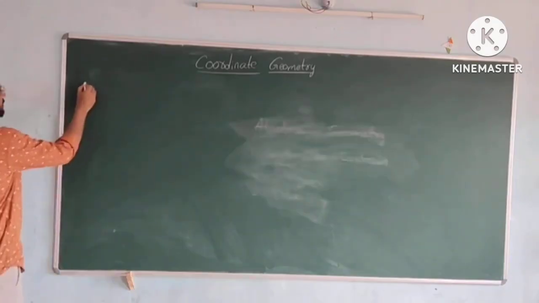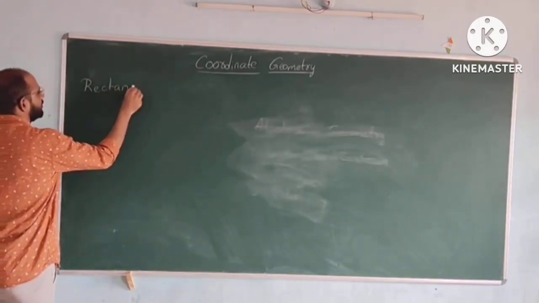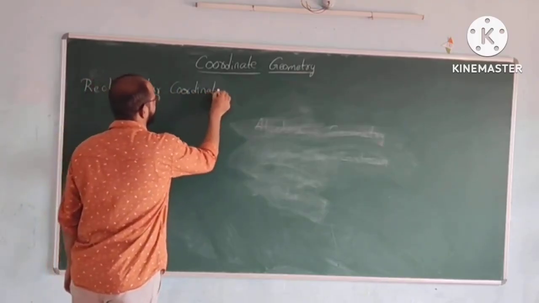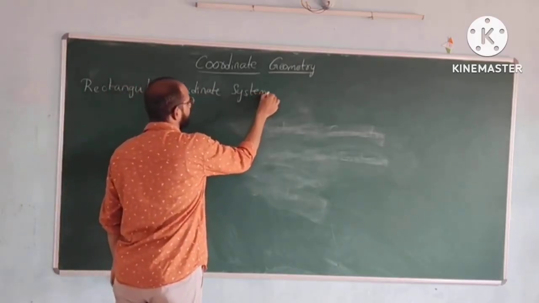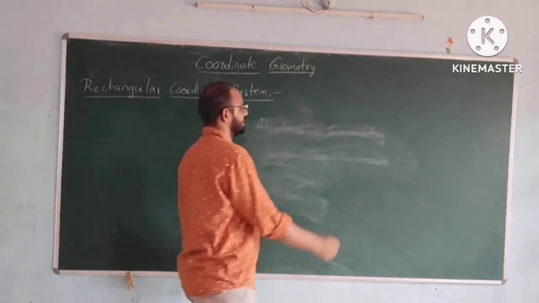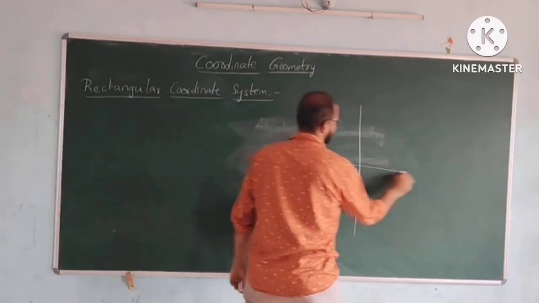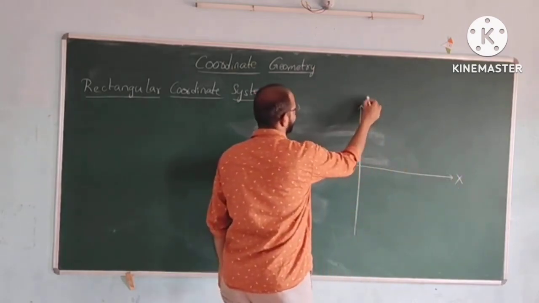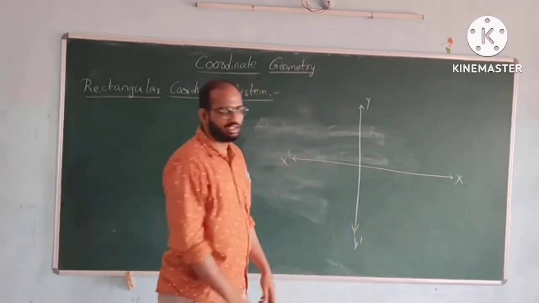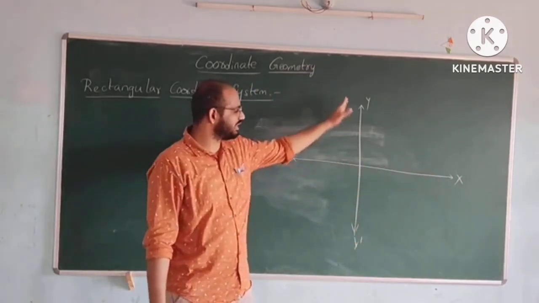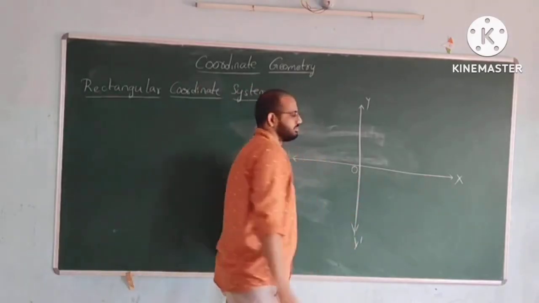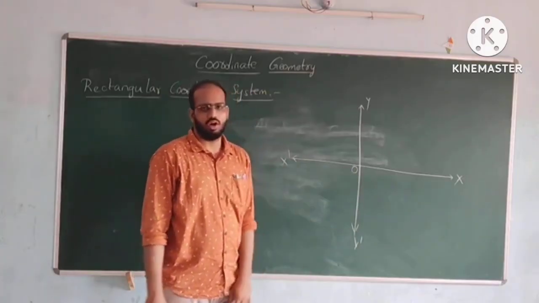The first one is the rectangular coordinate system or Cartesian coordinate system. In this type of coordinate system, we will have two fixed straight lines. Those are called the x-axis and y-axis. This horizontal line is called the x-axis and this vertical line is called the y-axis. These two lines intersect at a point called the origin.